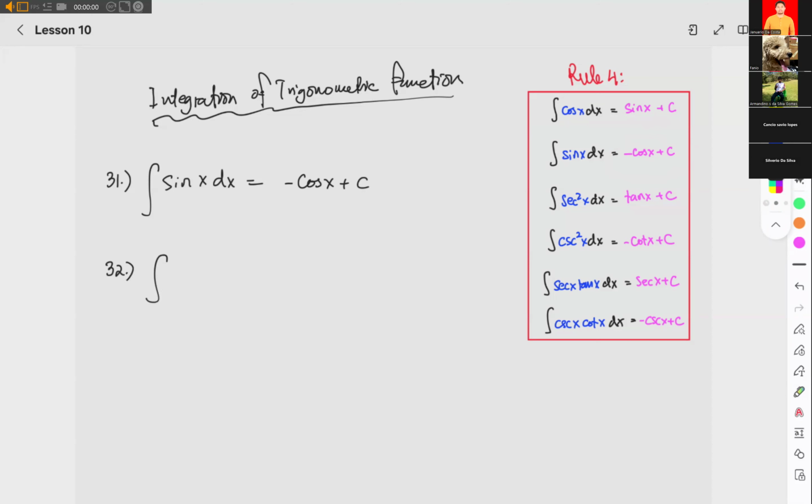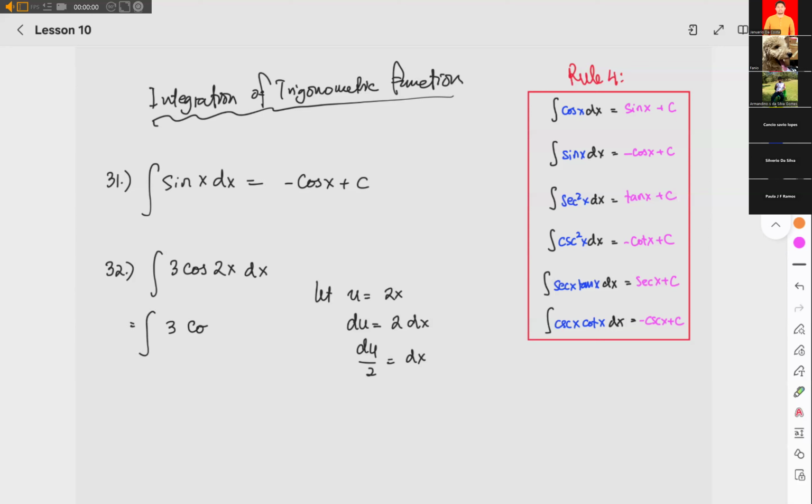Let's say I have the integral of 3 times cosine of 2x dx. How will I solve this problem? The easiest way is to use u substitution. In this case, we let u equal 2x. Therefore, du is equal to 2 dx, or du over 2 is simply equal to dx. So you substitute it back.